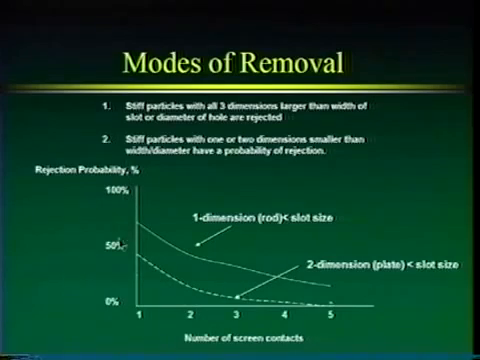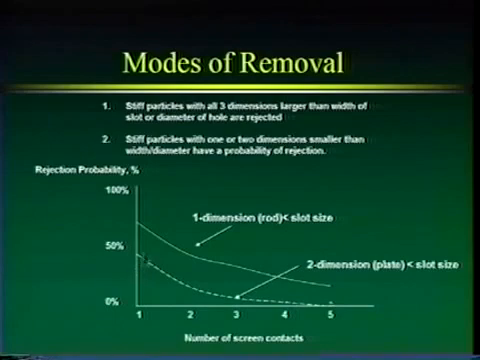And then on the y-axis is the reject probability. It's the probability that that particle will be rejected in that screening stage. Okay, so we might have 100% reject probability, we might have 0% reject probability. Okay?